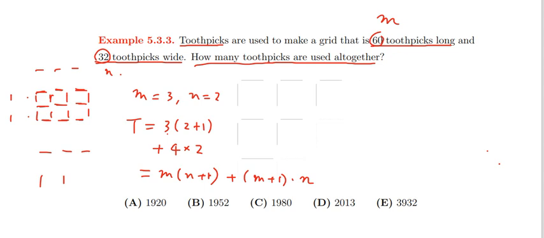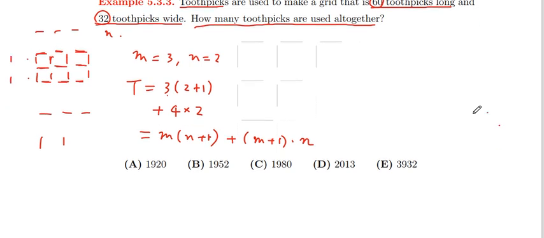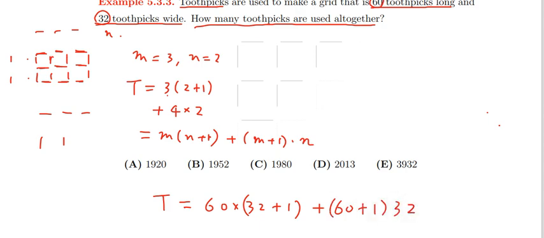Okay, so we can check for small M, and we can have this formula. For big N, the formula is also true, so we can use this. So T equals M times (N plus 1) plus (M plus 1) times N, where M is 60 and N is 32. So 60 times (32 plus 1), then plus (60 plus 1) times 32.